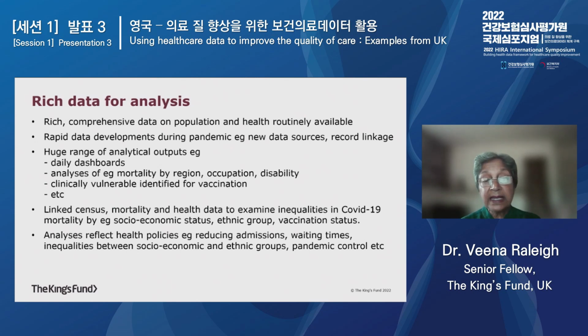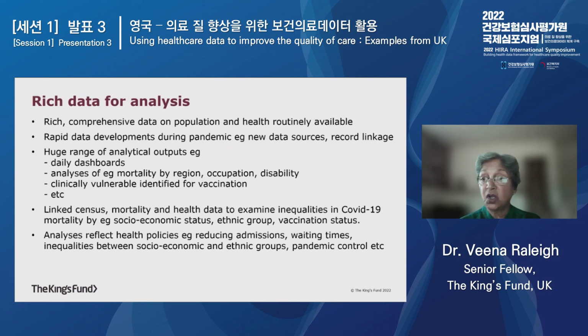So the analyses that we undertake in the UK of health data basically reflect health policies. So they're focused on things like reducing hospital admissions, waiting times. There's a big focus in the UK on examining inequalities in healthcare between different socioeconomic groups. We find that the affluent groups have much better health status than poorer groups. There are differences between ethnic groups.